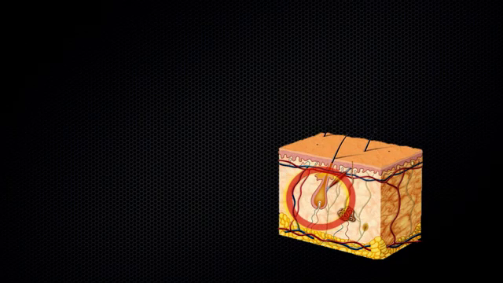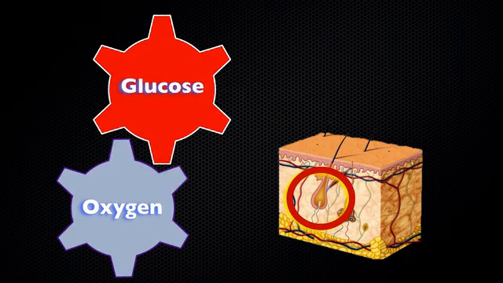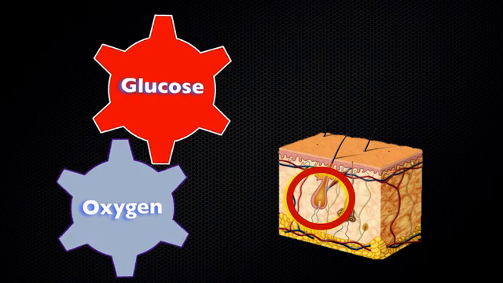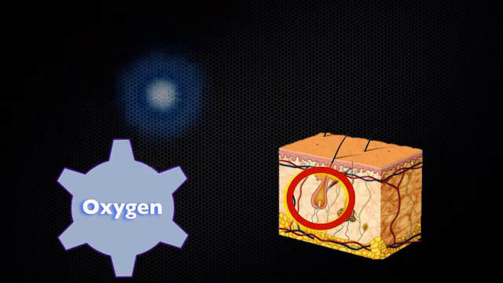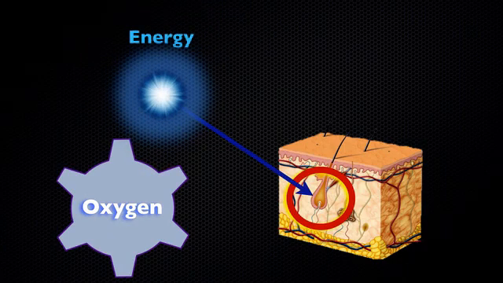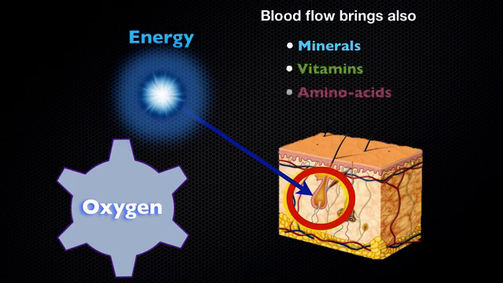The cells inside the capillary follicles take their energy from the reaction of oxygen and glucose. These are the cells that transform themselves into a hair shaft through the process of keratinization. As oxygen burns the glucose, this frees the energy that is necessary for the cells to evolve into a hair structure. The blood flow also brings minerals that are absolutely fundamental for the creation and growth of the hair: magnesium, iron, copper, selenium, zinc, and sulfur, vitamins and amino acids.